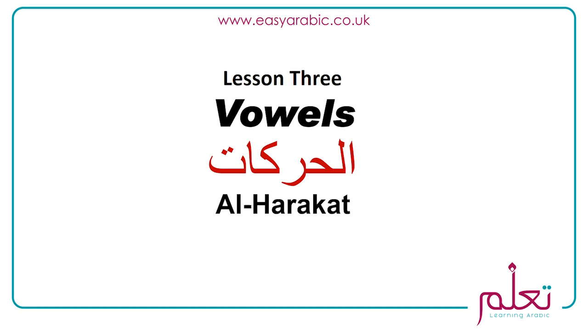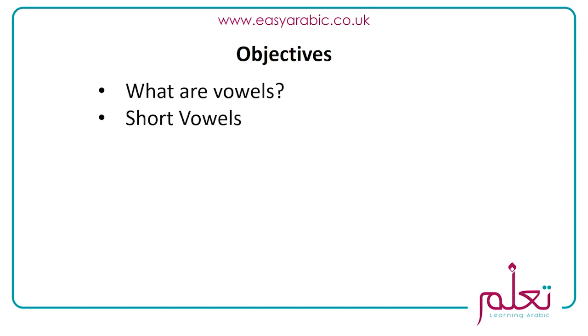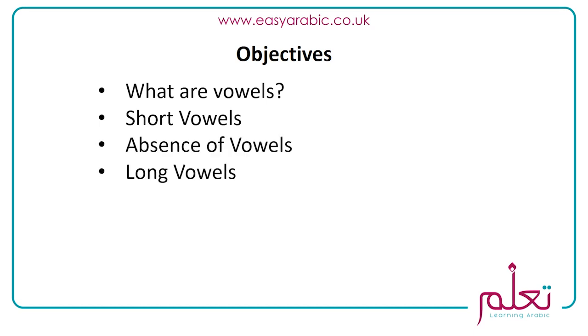In this lesson we're going to go through and look at vowels. Al-harakat. So the objectives of this lesson are to look at what vowels are. We will see what short vowels are. We'll also see what happens when there are no vowels. What are long vowels, what are diphthongs, and finally what is nunation.